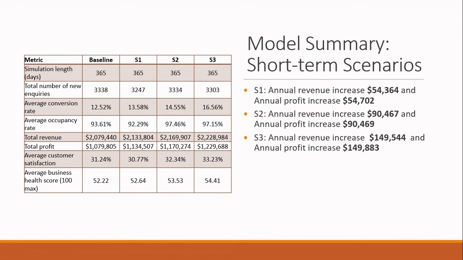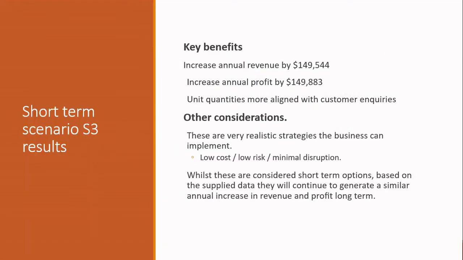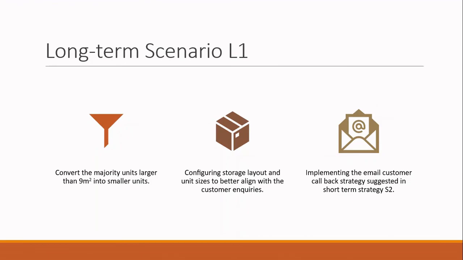This table shows a summary of the outcome from the short-term scenarios. Modeling indicates an improvement on all metrics, particularly profit and revenue. The key benefits of short-term scenario 3 include increased annual revenue of almost $150,000 and increased annual profit of almost $150,000. Also, unit quantities are more aligned with customer inquiries. Other things to consider: these are very realistic strategies the business can implement. Also, whilst these are short-term options, based on the supply data, they will generate profit for years to come.